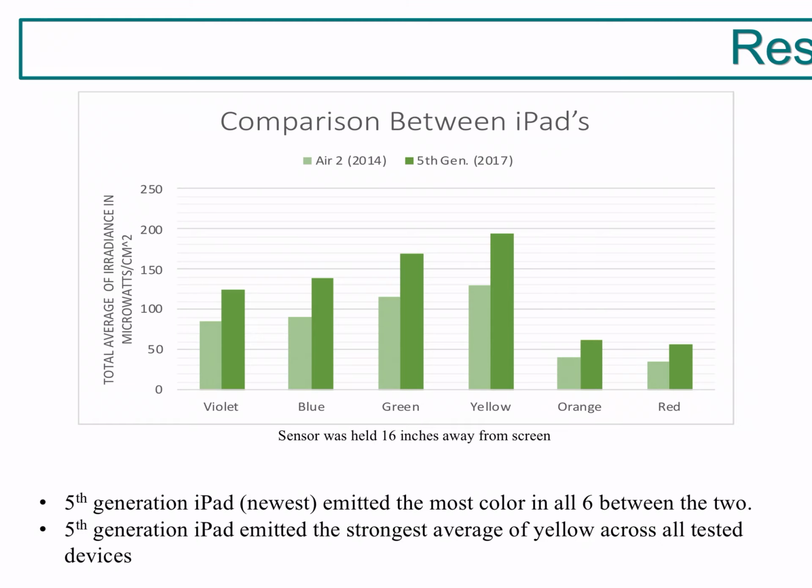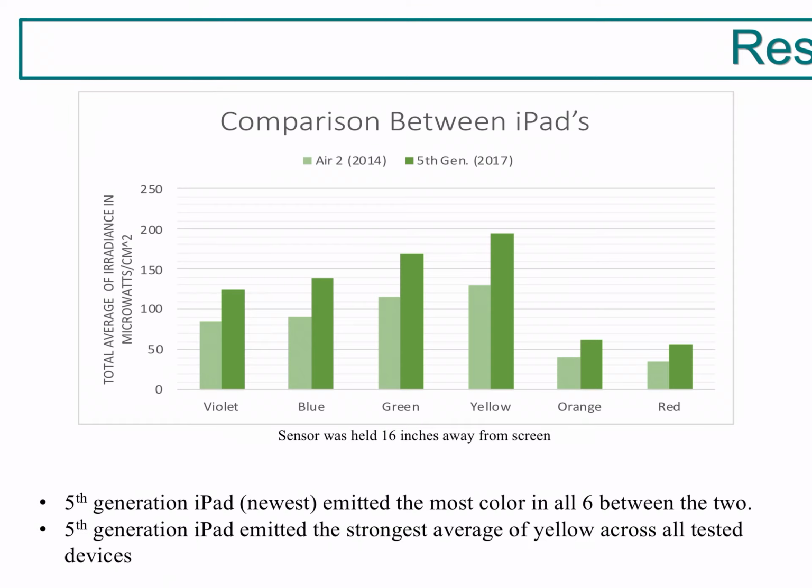So the sensor measures the 6 colors, violet, blue, green, yellow, orange, red, included in the visible light spectrum. The visible light spectrum is a portion of the electromagnetic spectrum that is visible to the human eye. In creating the chart, I averaged out the total irradiance values for each of the 6 colors. Irradiance is when any kind of radiation, in this case electromagnetic waves, fall on a surface.